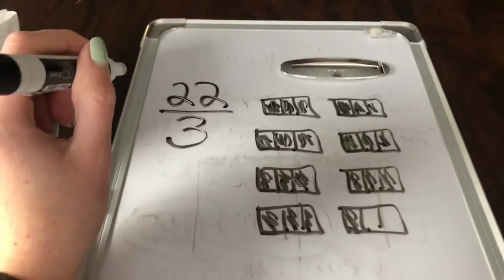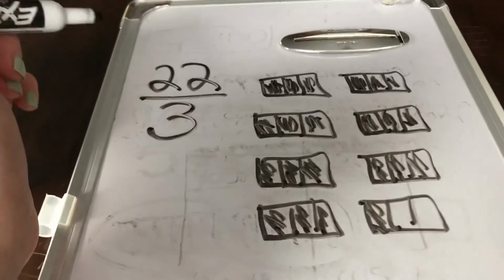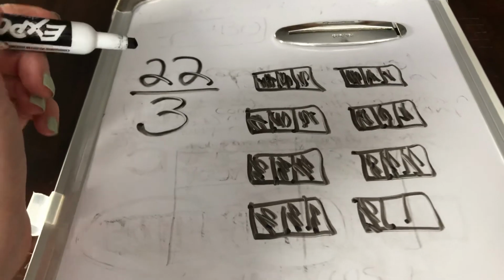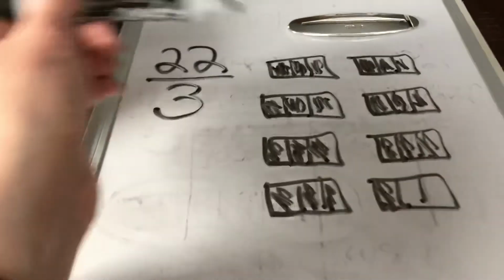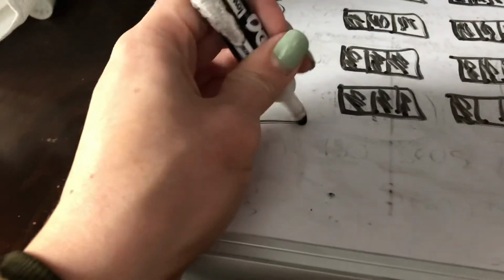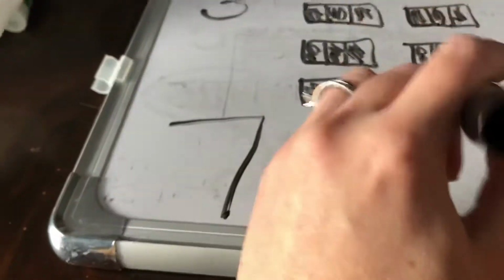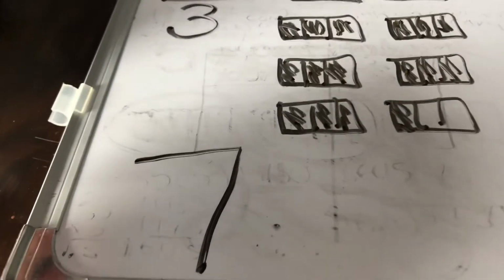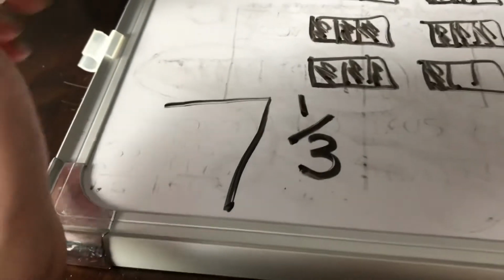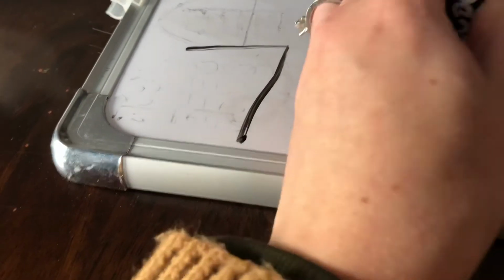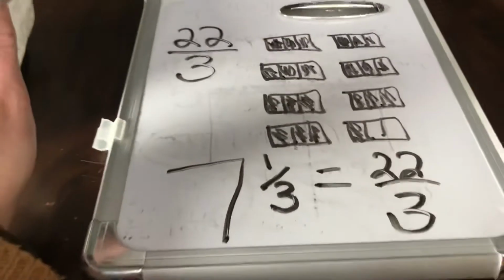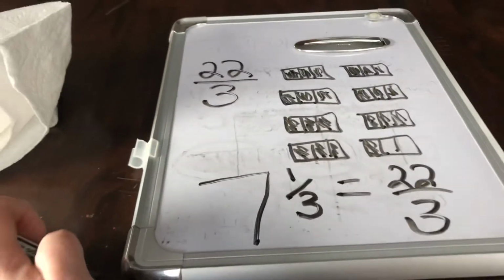So now, again, I'm gonna look at this information and I'm gonna figure out what is my mixed number. So how many full groups of 3 fit inside of 22? I'm gonna count them. 1, 2, 3, 4, 5, 6, 7. So that's the whole number that goes in front. And then how many sections are shaded in this last rectangle? 1 out of 3. Okay, so I'm gonna say that 7 and 1/3 is equal to 22 over 3. Okay, so these two things are equal.